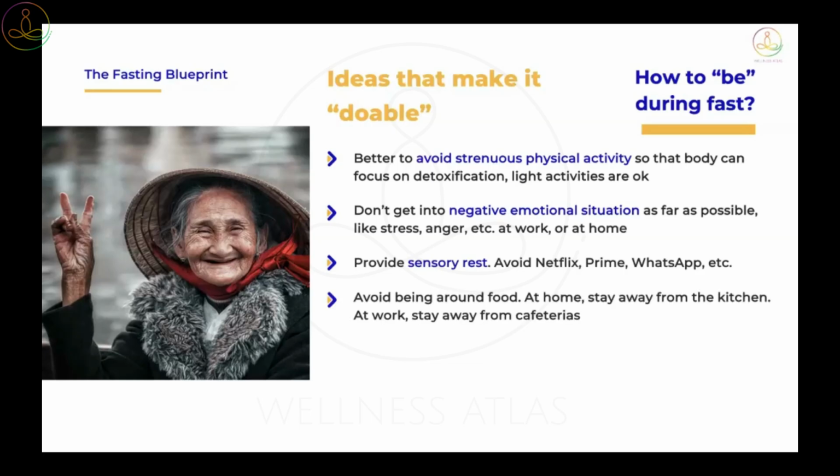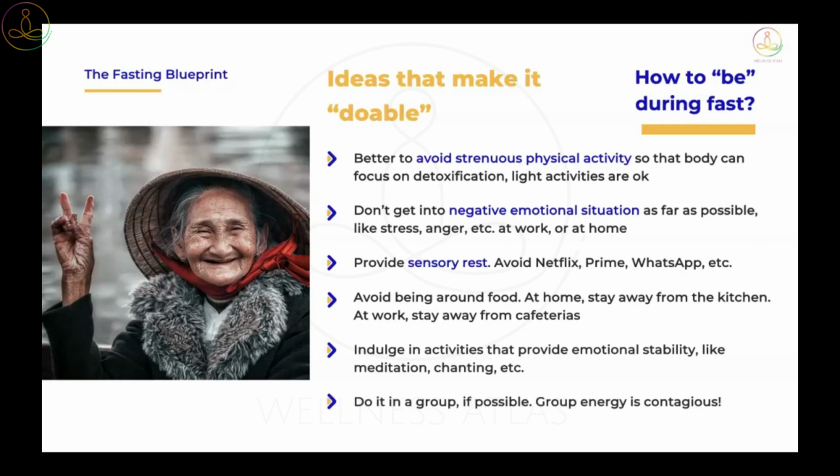Avoid being around food, right? It's a no-brainer, right? If you're at home, don't go around the kitchen. If you are at work, don't go in the cafeteria. So do that. Indulge in activities that provide emotional stability, like maybe meditation, chanting, whatever works for you. But keep your system a little stable. That helps to do the fasting. Do it as a group if possible. That is wonderful, because group energy is always very helpful, right?